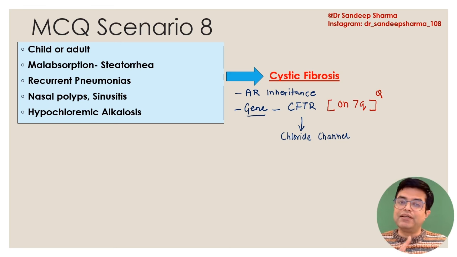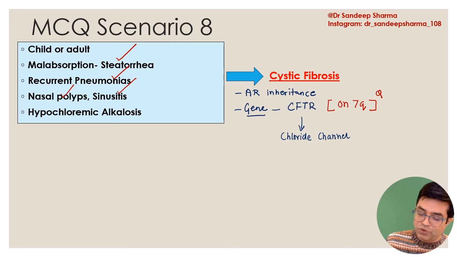Reverse happens in sweat gland ducts. In the sweat gland ducts, the function of chloride channel is to preserve chloride. So when there is absence of chloride channel, chloride and sodium due to passive transfer will be lost in the sweat. So excessive sodium chloride loss will cause hypochloremic alkalosis. So what will be the key features here? I have already written either child or adult. Malabsorption, that is steatorrhea, will happen. Fatty stools. Pancreatic dysfunction is responsible for this. Recurrent pneumonias can happen. Nasal polyps and sinusitis can develop.